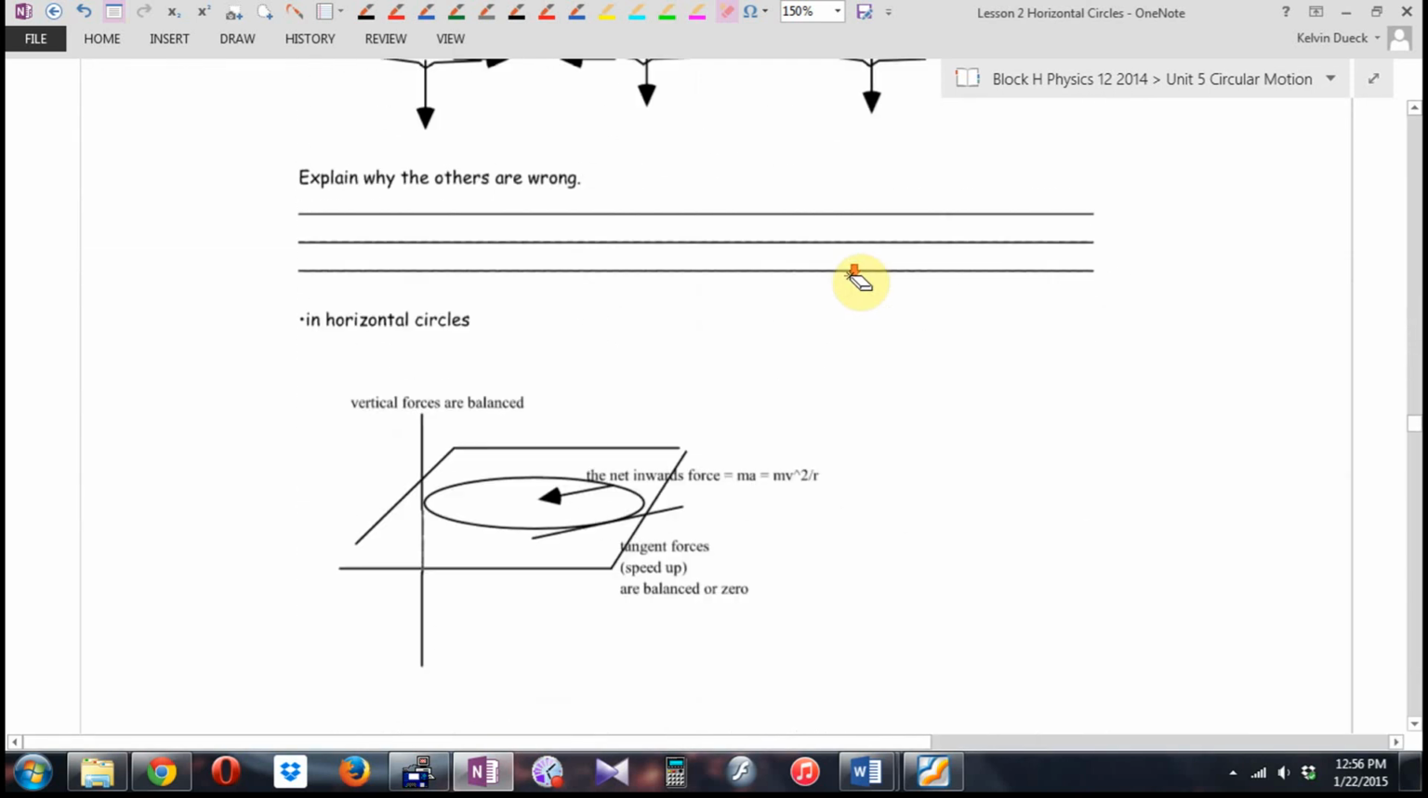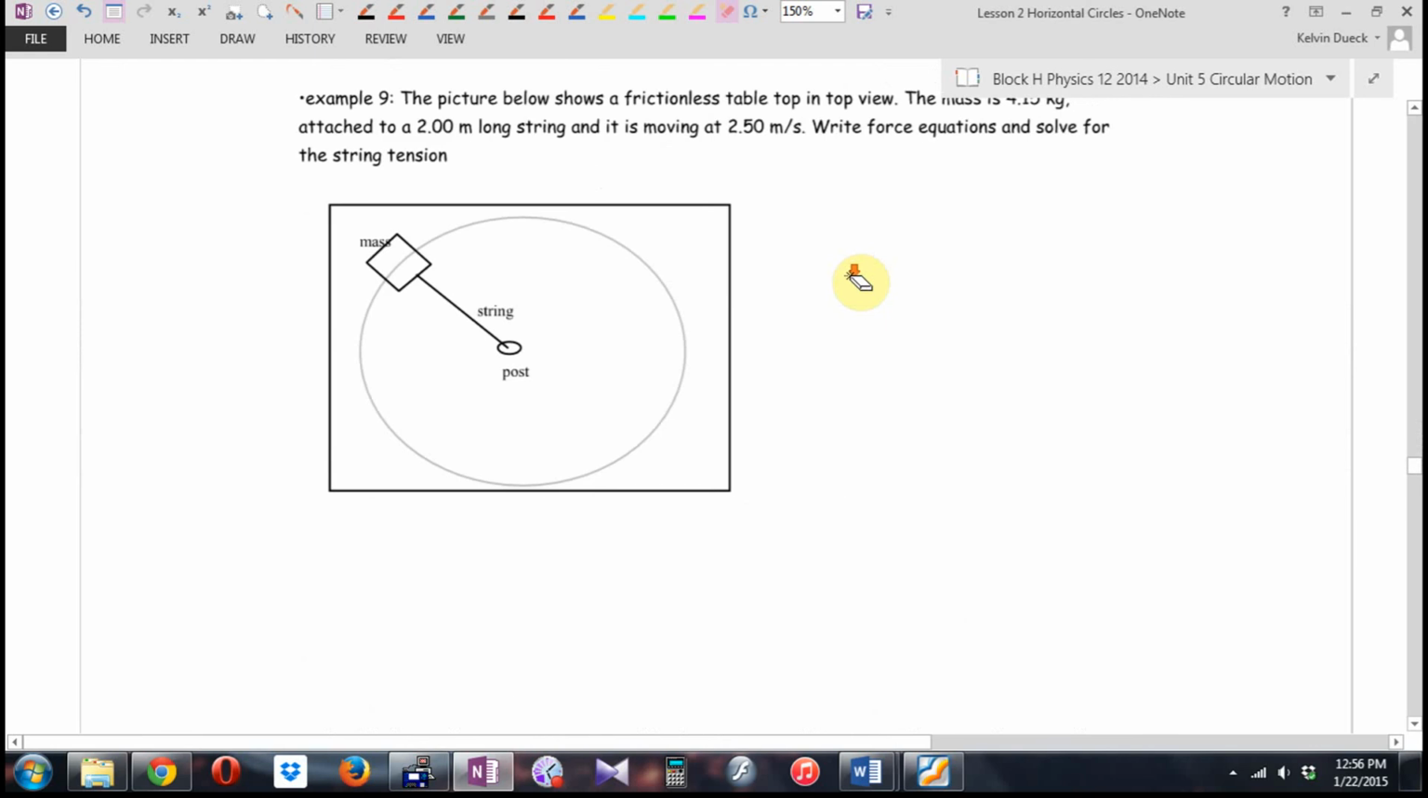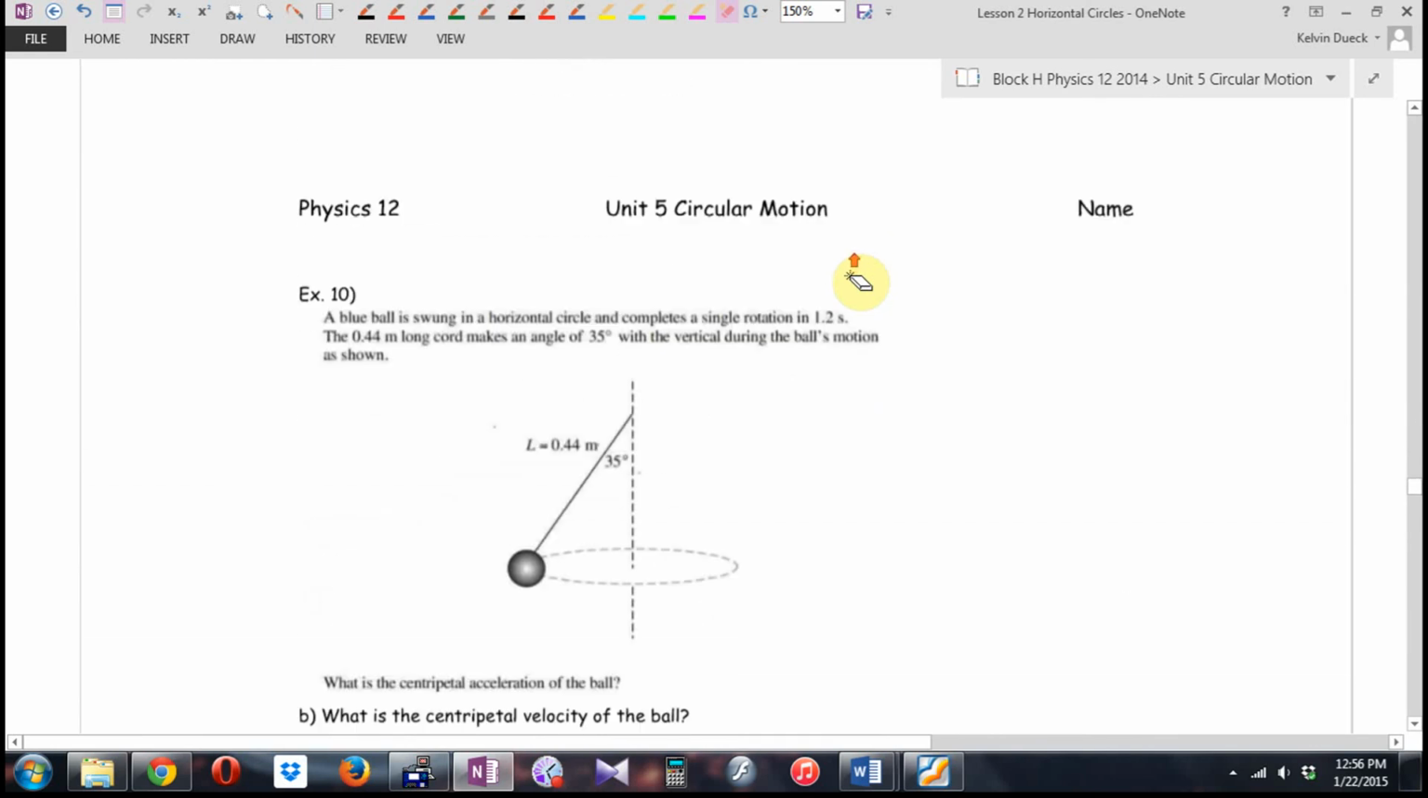Let's see how many more to do: 1, 2, 3. Yeah, I got to get this one done.